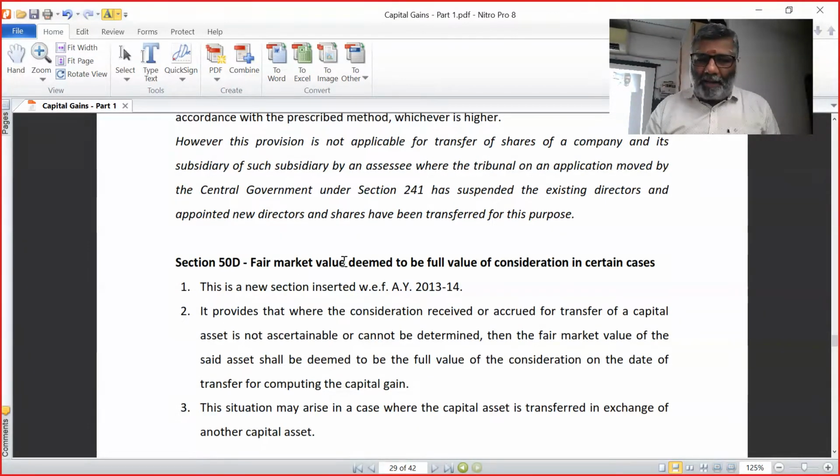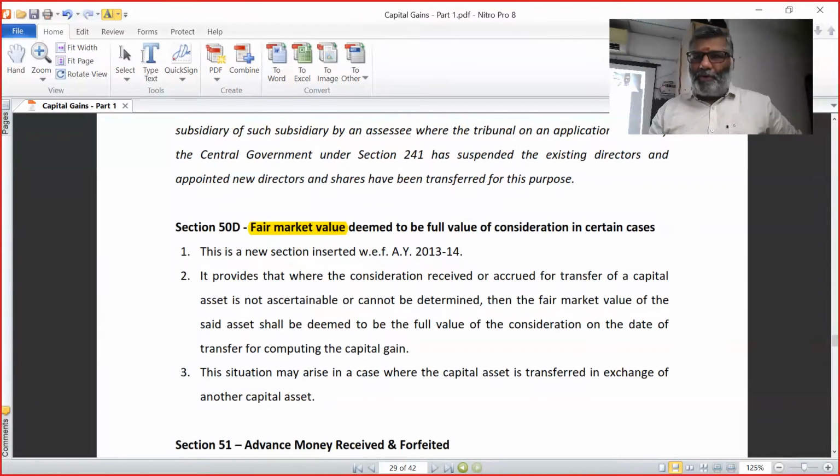Section 50D: fair market value is considered as full value of consideration where the consideration is indeterminate or unknown. One best example is exchange. I give an asset and get an asset. What I transferred is also a capital asset. What I receive is also a capital asset. For the transferred asset, what is the full value of consideration? FMV of the incoming asset will be regarded as the full value of consideration.